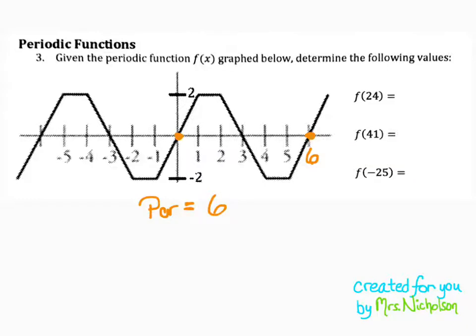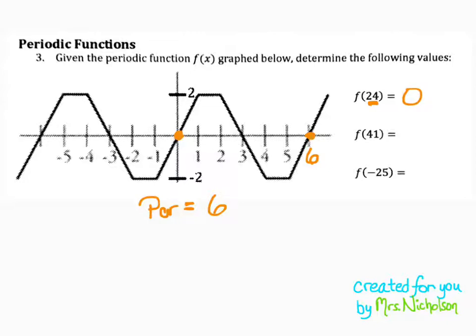And so what that means is that for any x value that is a multiple of 6, at that x value, I'm going to be right back here at the beginning of the cycle, function value of 0. So for my first question, f of 24, well, 24 is a multiple of 6. And so that means that when I hit 24, I'm going to be right back here at the beginning of the cycle, and my function is going to be equal to 0.